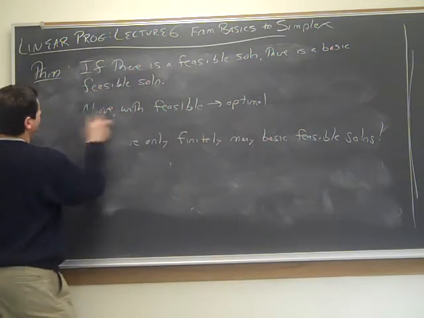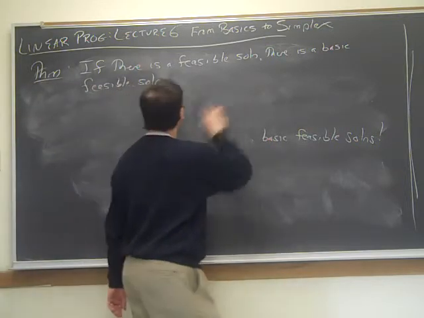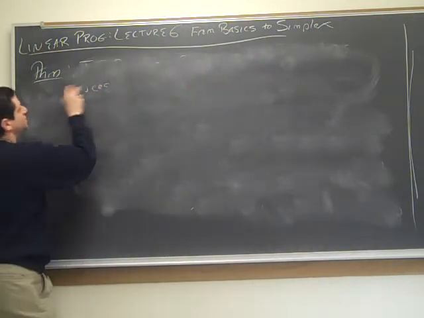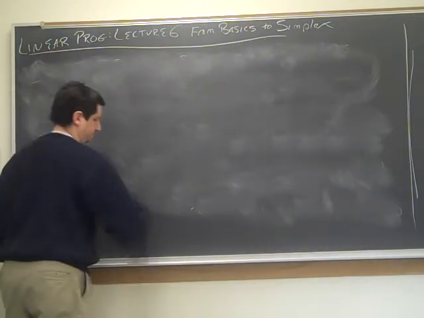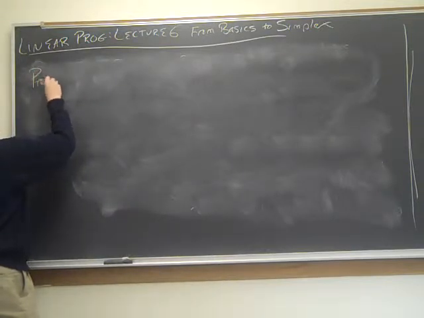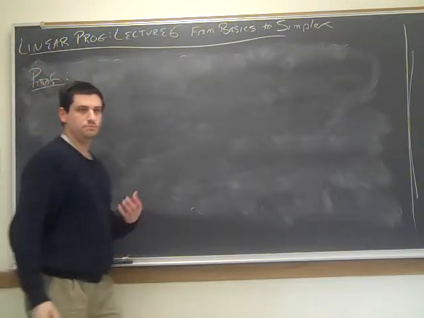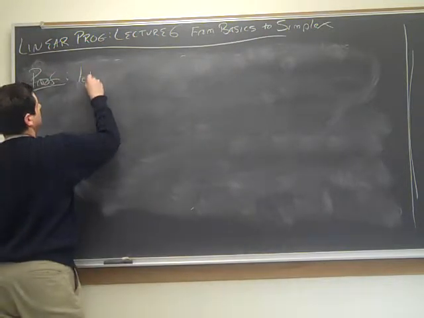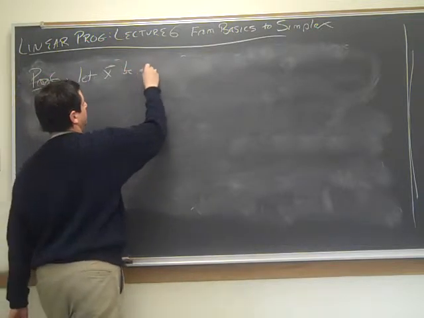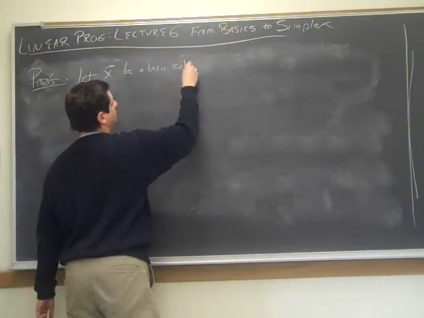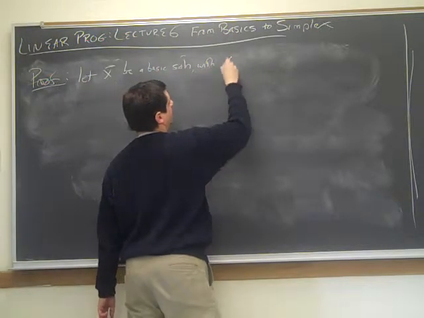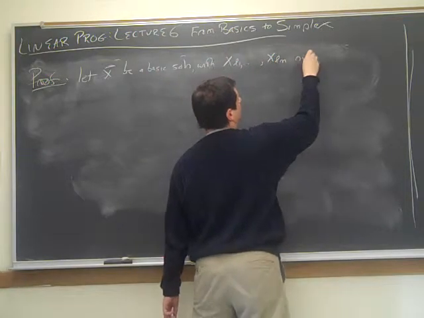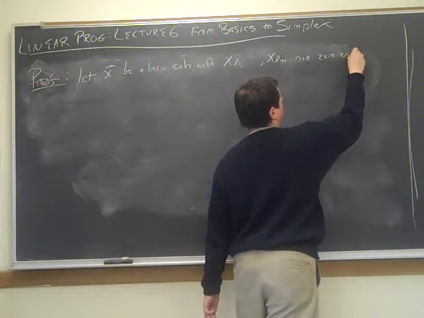Okay, so let's prove the first theorem. So if there's a feasible solution, there is a basic feasible solution. And because we don't have much blackboard space, I will erase this. Okay. So, well, all we know is there's a basic solution. So, let X be a basic solution with, say, XL1, XLM, non-zero entries.